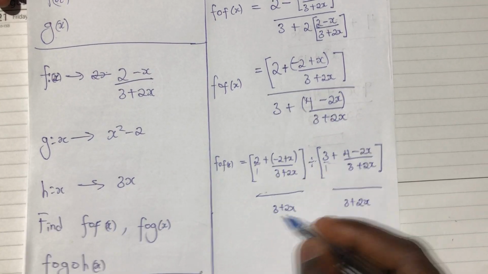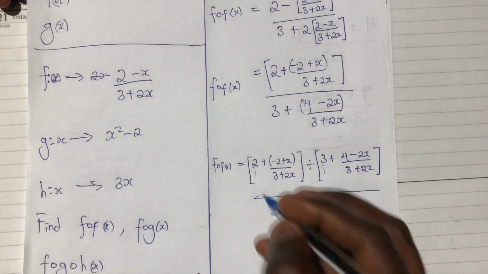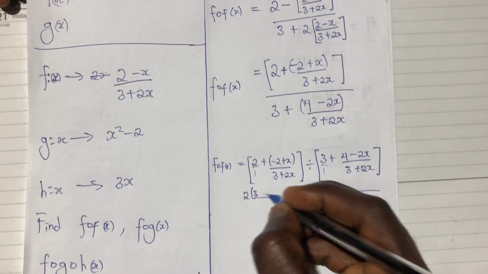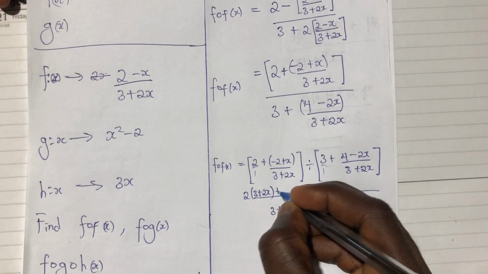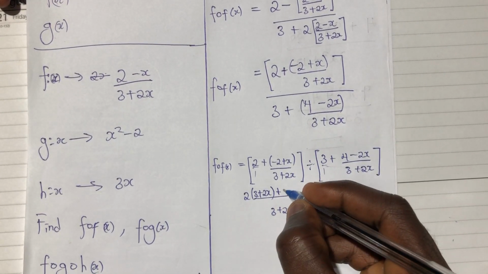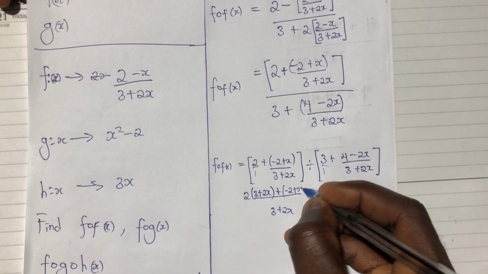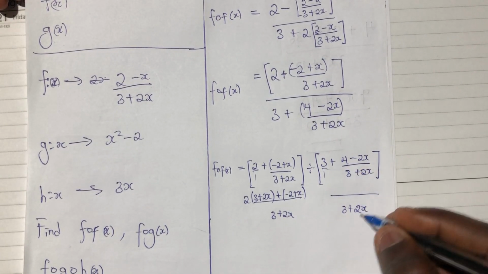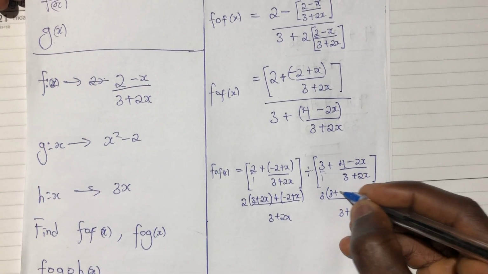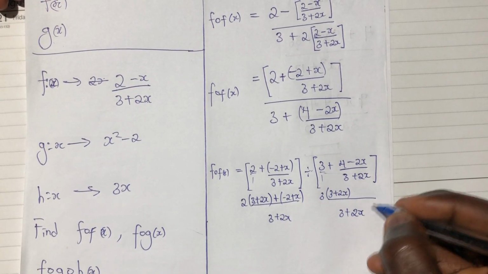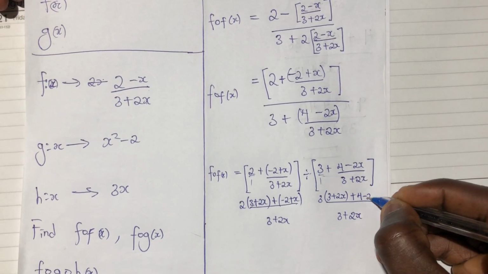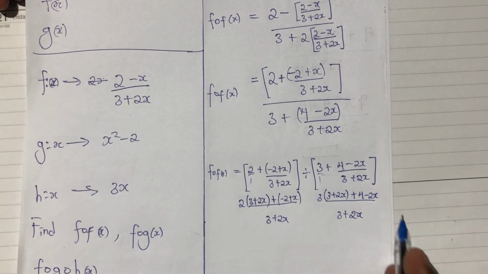So now this is out of 1. We all know that. So this into this will give us 3 plus 2x, multiplying the numerator. So we have 2 into bracket 3 plus 2x, plus, this will cancel this. This into this is 1. 1 times everything here will give us minus 2 plus x. Then we repeat the same steps here. This into this will give us 3 into bracket 3 plus 2x. Then this into this is 1. So we have plus 4 minus 2x. So now we can expand the numerator and then complete our division.